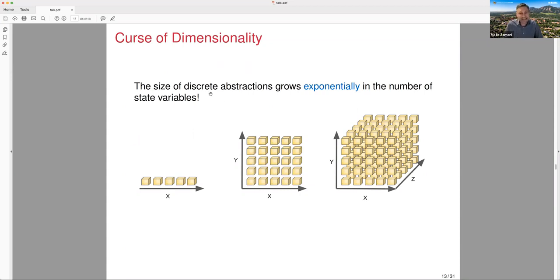And the reason is, as you can imagine, the size of discrete abstractions grows exponentially in the number of state variables. And that is called the curse of dimensionality. And that is preventing us from applying symbolic control to real life applications, which have physical dynamics that are large scale. So now, the rest of my talk is about how can we break this curse? How can we make symbolic control applicable to large scale systems?